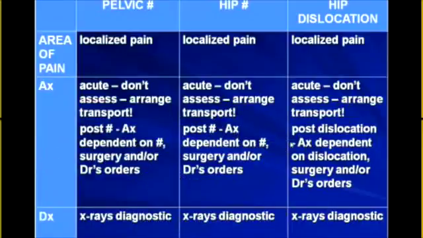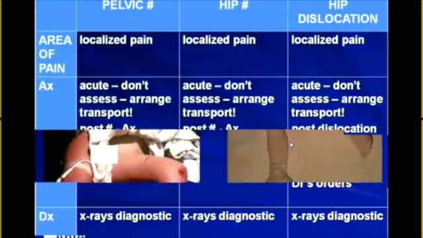In all cases, the pain is going to be very localized to the fracture or to the soft tissue area of disruption. In the case of assessment, there is no assessment. If you suspect your patient has a pelvic fracture or a hip fracture or a hip dislocation, there is no assessment. It's immediate transport to the emergency room, and again, you may be following them post-surgery or post rest and recovery, but there is no assessment. So in all cases, the x-rays will be diagnostic.